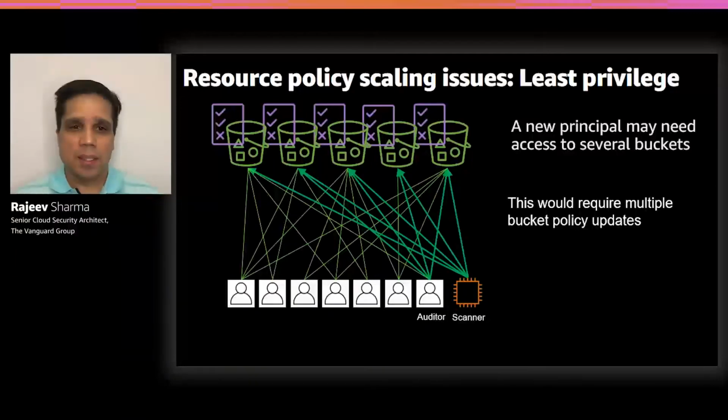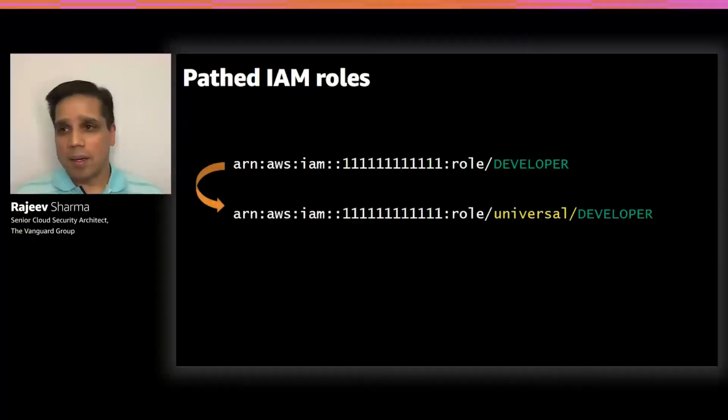So our solution was to move certain IAM principals into a path structure. For example, if we had a developer principal, we would then move that principal into a path, let's say the universal path. And what that allowed us to do within the resource policies was really simplify the code.